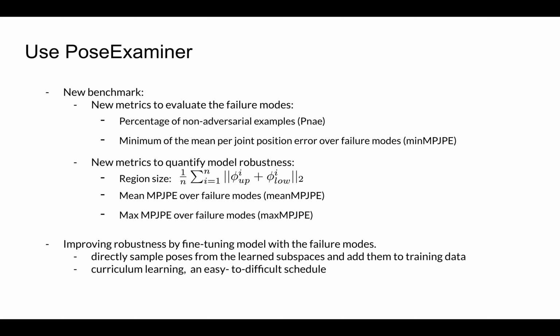PoseExaminer contributes to the field of human pose and shape estimation in two aspects. First, it provides a highly efficient way to systematically study the performance, robustness, and weaknesses of a given method. By evaluating the size, the maximum MPJPE, and the mean MPJPE of the failure modes, we get new metrics to quantify model robustness. Secondly, it can be used to improve the robustness and performance of existing methods. Specifically, with the failure modes being discovered, the method can be improved by fine-tuning on the detected modes.